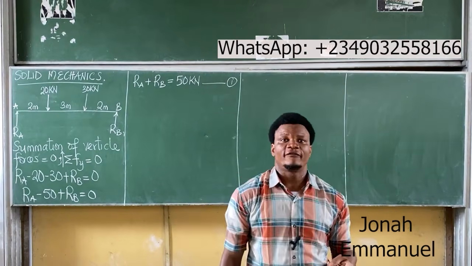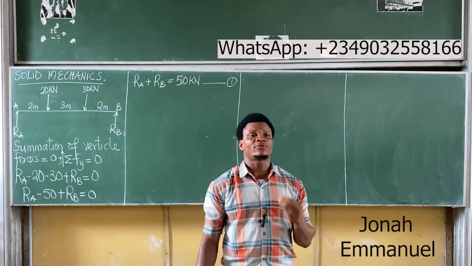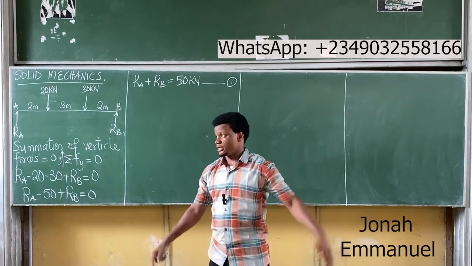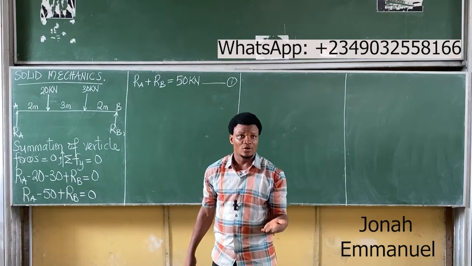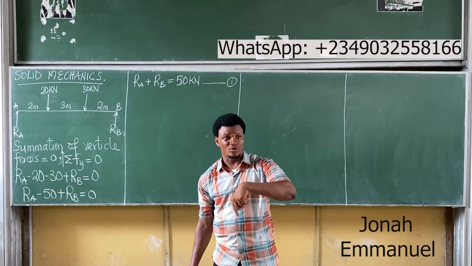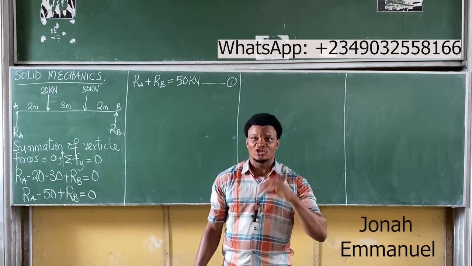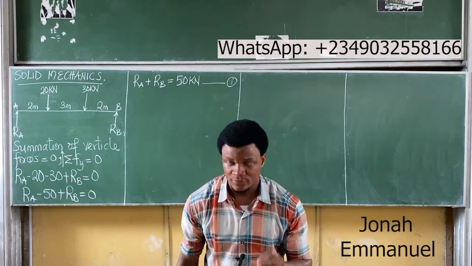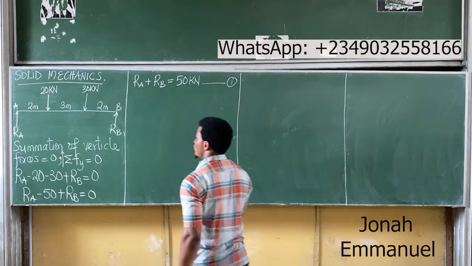The second condition of static equilibrium says that summation of horizontal forces gives us 0. There is no horizontal force, so we'll skip it. We'll go to the third one. What's the third condition? Moment about any point gives you 0.